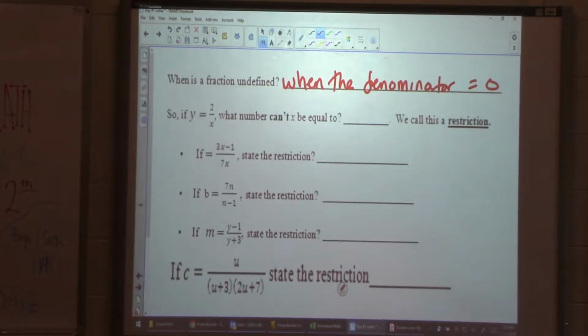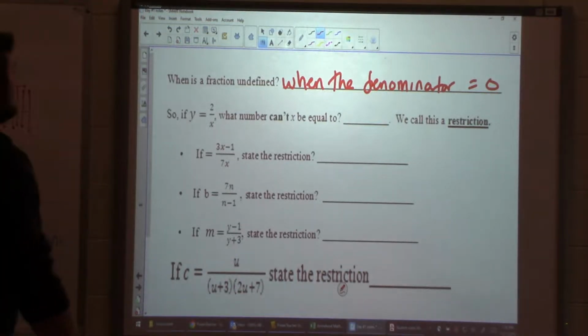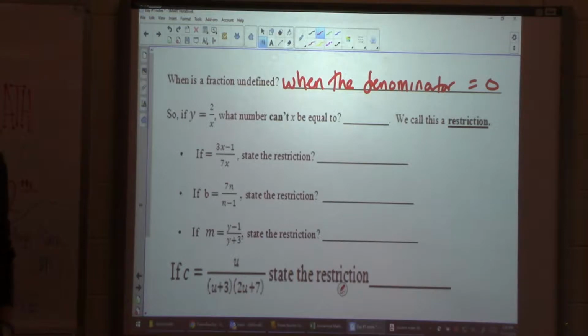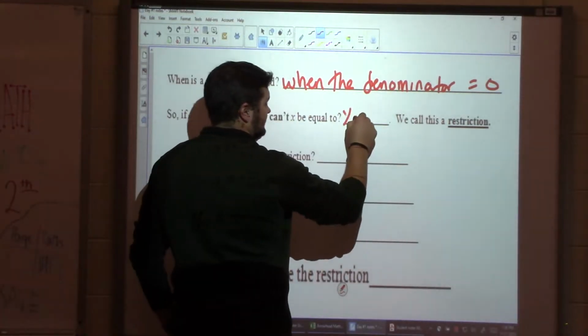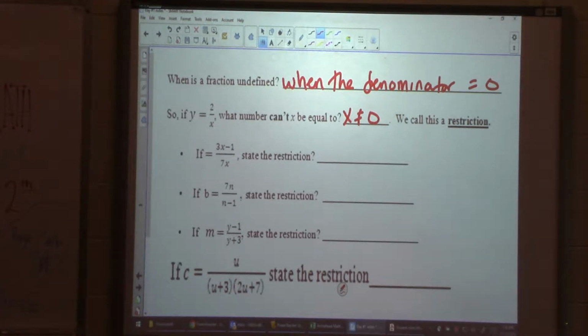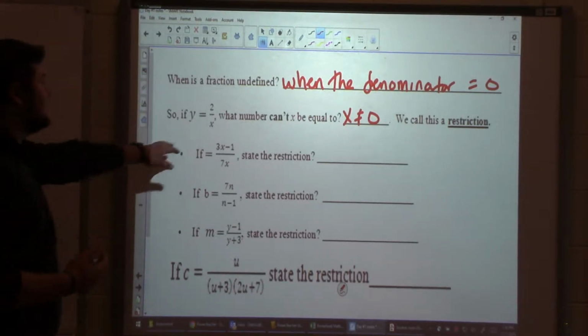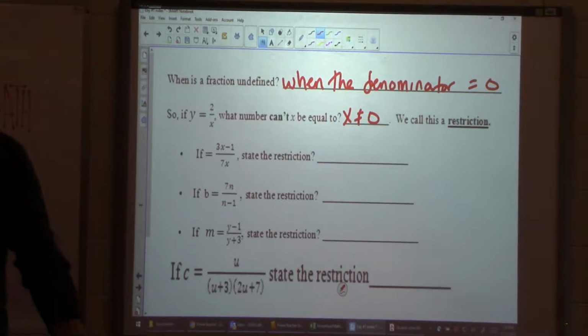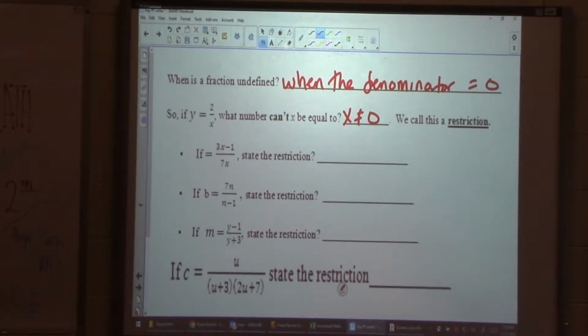Right, so if you look at this first one, y equals 2 over x. What number can x not be equal to? Zero. x cannot equal 0. That is what we call a restriction. Today we're going to be dealing a lot with restrictions. Throughout this unit we'll talk about restrictions. But that is a restriction on what one of our variables can be, because if it is 0, then it is undefined. We said we can't have that. So a restriction is anything that would make your denominator equal 0.